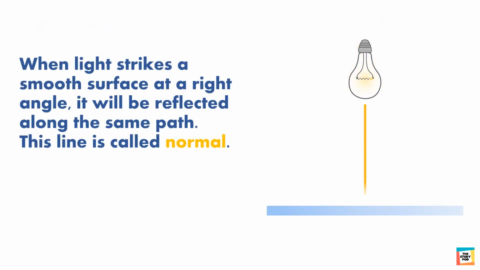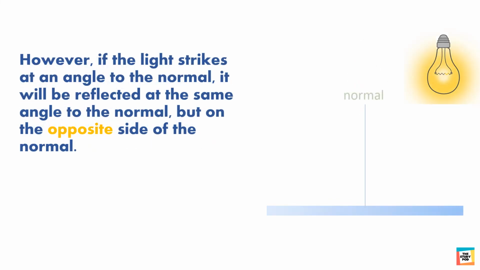When light strikes a smooth surface at a right angle, it will be reflected along the same path. This line is called normal. However, if the light strikes at an angle to the normal, it will be reflected at the same angle to the normal, but on the opposite side of the normal.